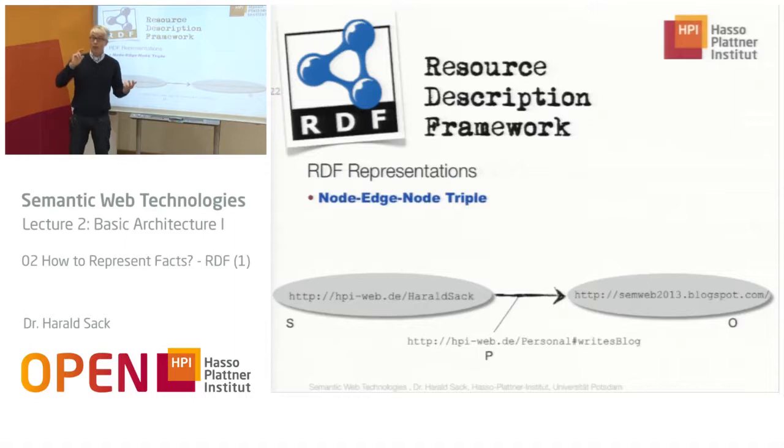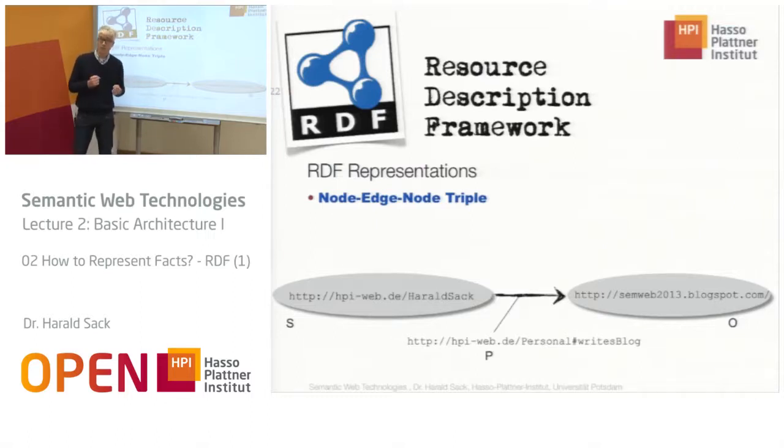Okay, so we have 3 things in mind. We have first resources we are talking about, given as URIs. We have literals, maybe strings or data types, and we have blank nodes. And these are the constituents of the RDF language. And then we have several different representations of this language.